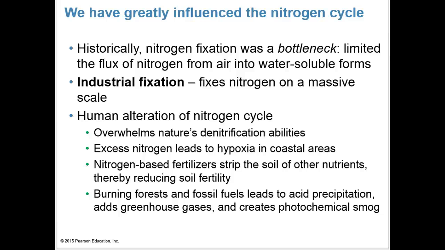Excess nitrogen, as we learned at the beginning of the chapter, this great nutrient, leads to hypoxia in coastal areas because of eutrophication. Nitrogen-based fertilizers strip the soil of other nutrients, thereby reducing soil fertility. Burning forests and fossil fuels leads to acid precipitation, adds greenhouse gases, and also creates chemical or photochemical smog.